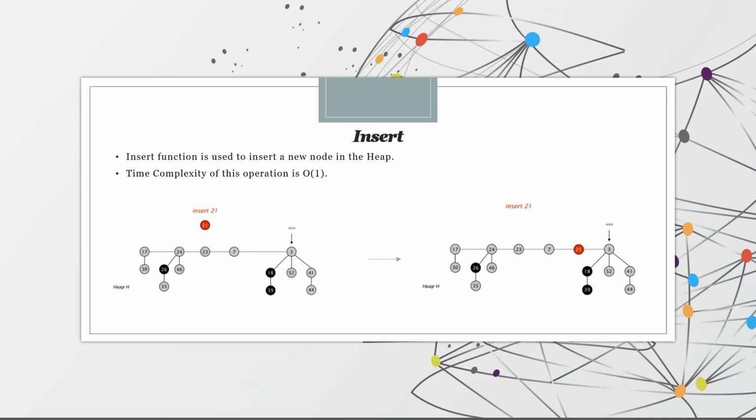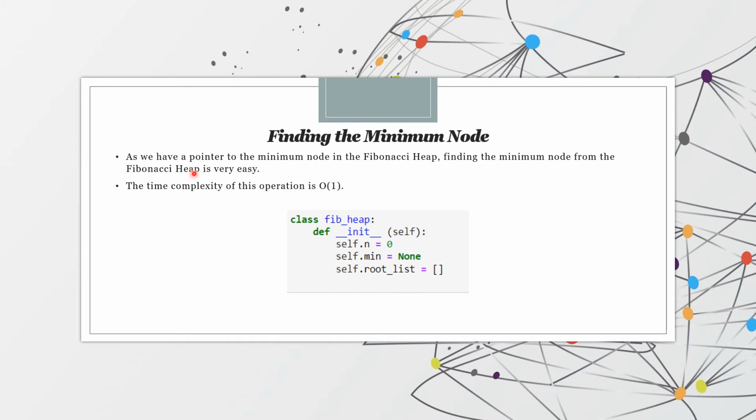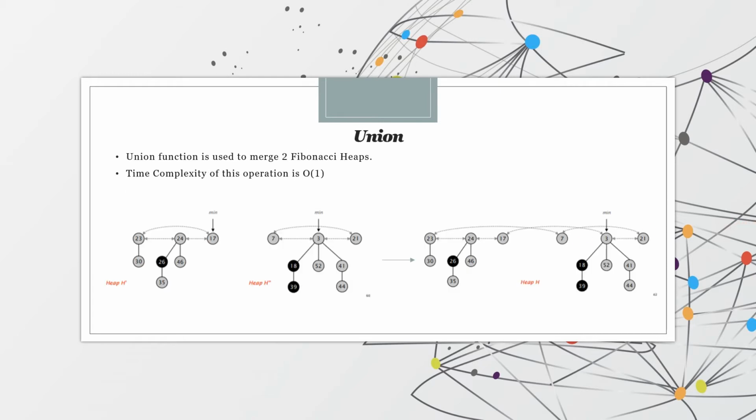Here we are talking about the functions which each mergeable heap should have. Firstly, we will talk about the insert function. Here we are inserting the node 21 into the heap. The time complexity of this operation is big O of 1. Now we are talking about how we can find the minimum node in the heap. As we know, the Fibonacci heap keeps a pointer to the minimum node of the heap. So here is a pointer to the minimum node of the heap, and the time complexity of this operation is also big O of 1.